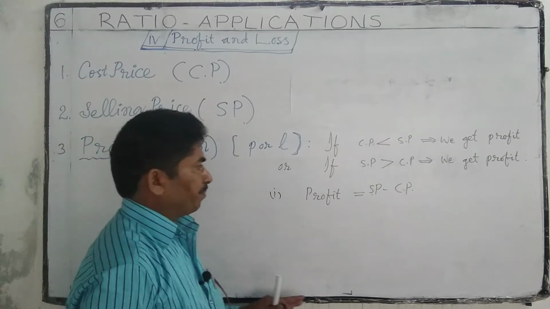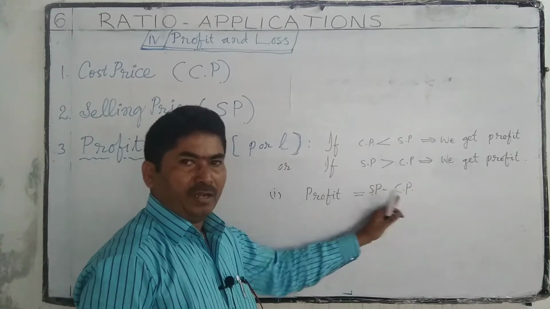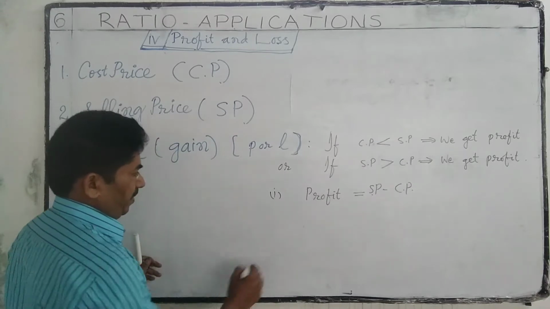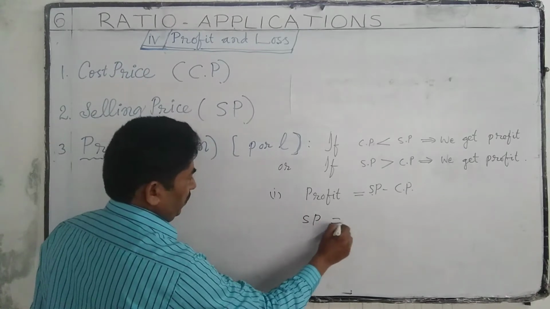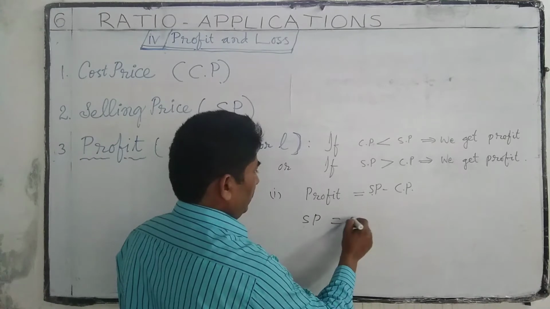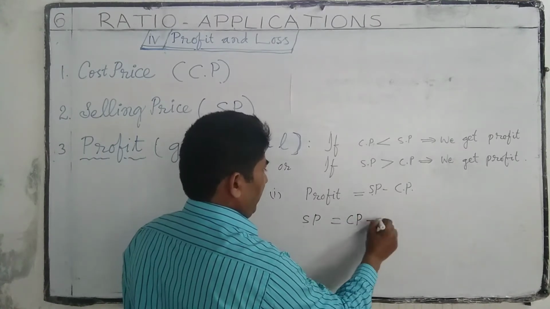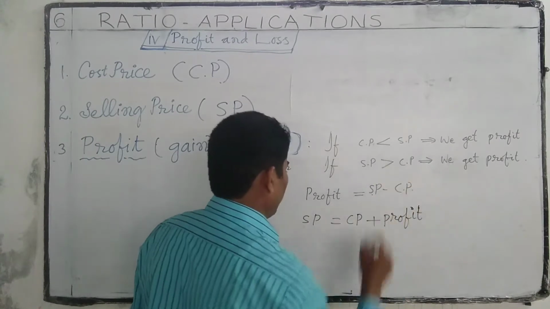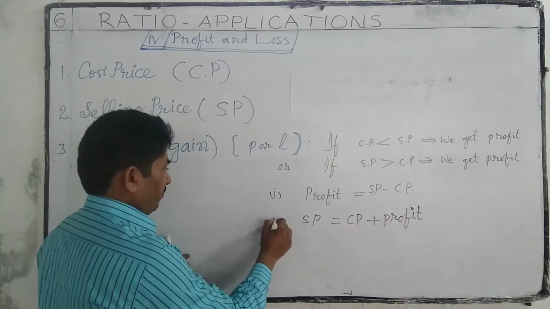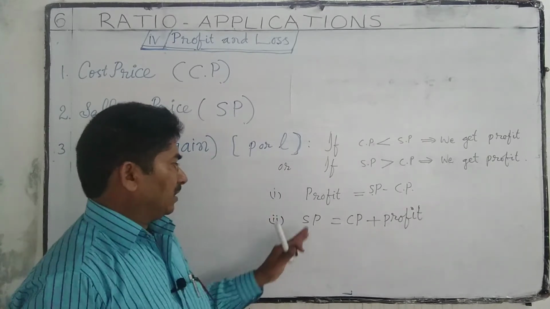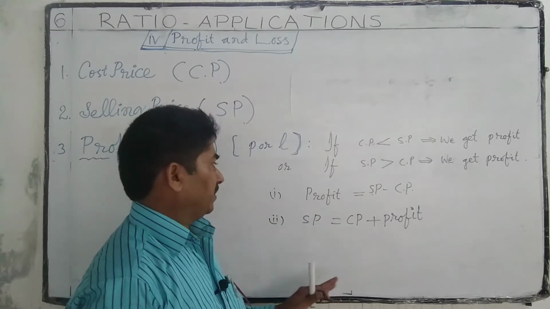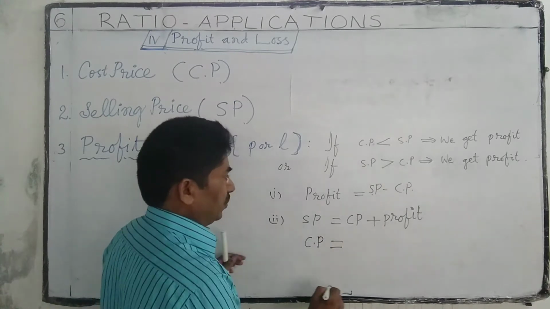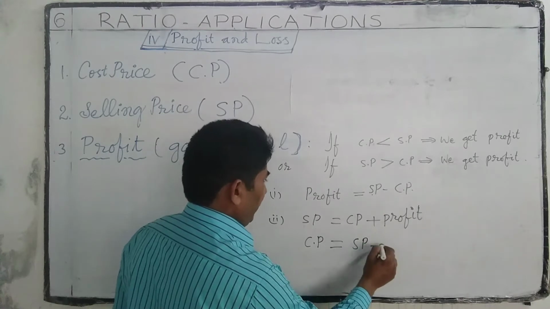If there is a cost price and profit, then we find SP. SP is equal to CP plus profit. If there is a selling price and profit, then we get a cost price. Cost price is equal to SP minus profit.